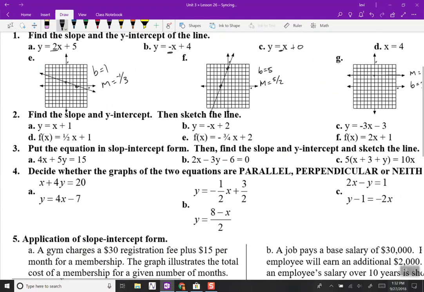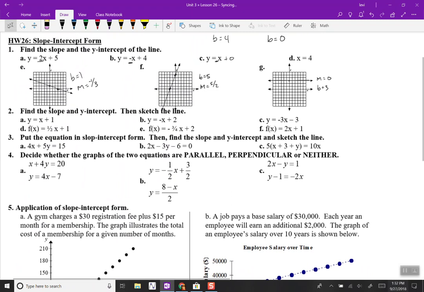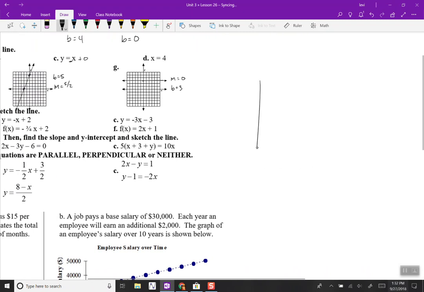Alright, question 2, find the slope and y-intercept, then sketch the line. So 2a, y equals x plus 1. Y equals x plus 1. Our y-intercept is 1. Our slope is 1.